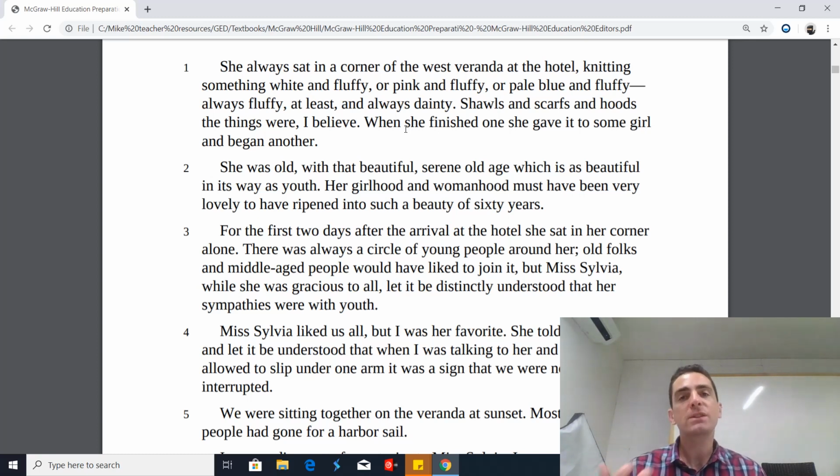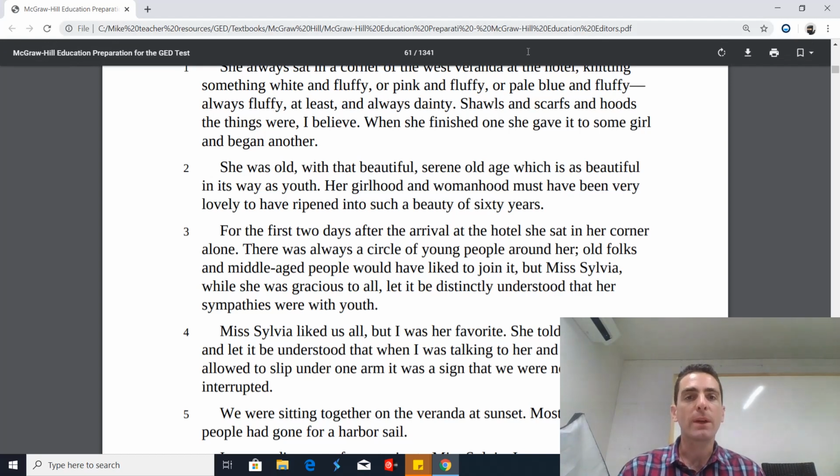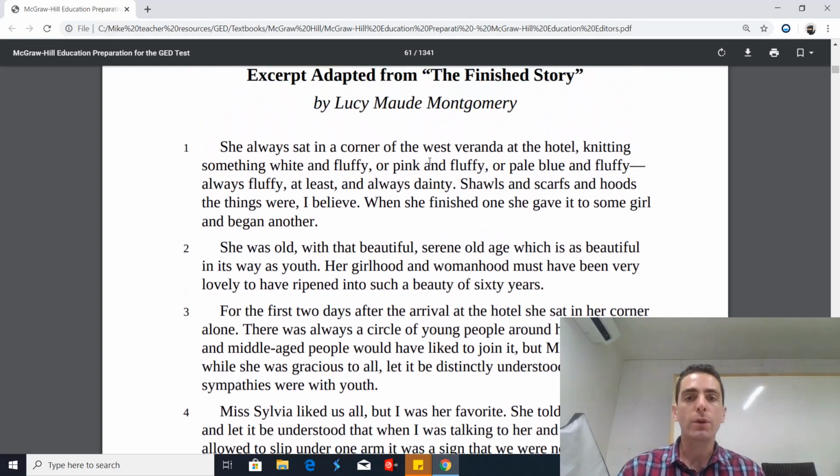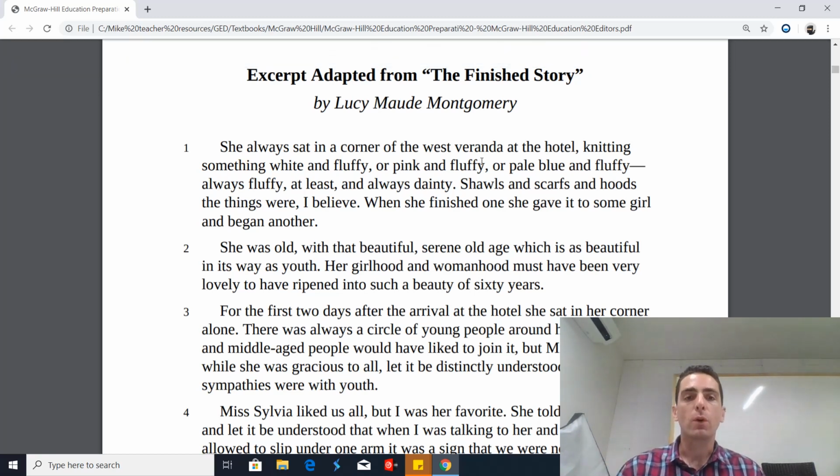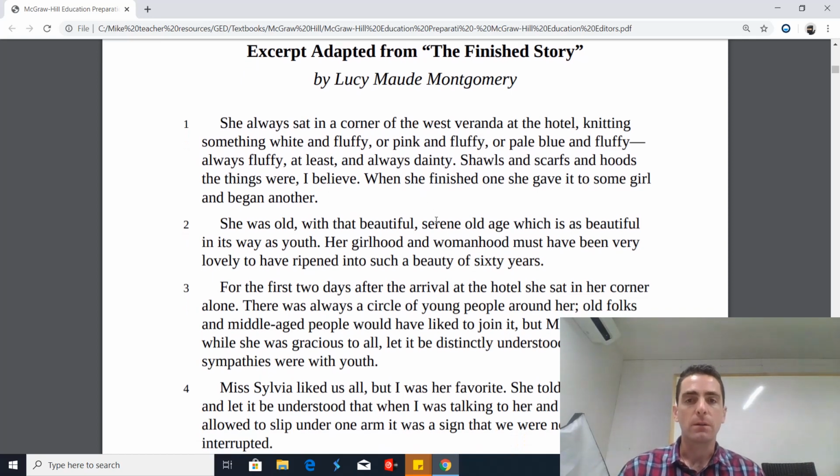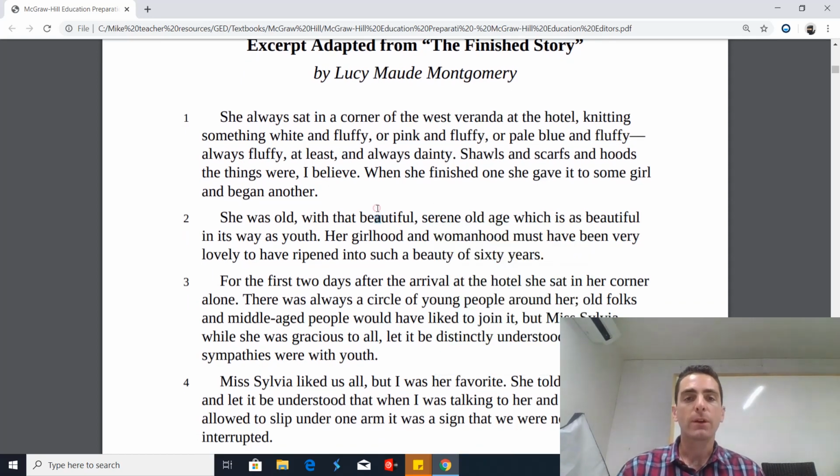Okay, so when you read the start of a fictional piece, you have to ask yourself about character and setting. Setting, we know, is in the corner of the west veranda at the hotel. So we have a lady sitting on a veranda, a balcony or a porch of a hotel, and she's knitting out there. So this is one of our characters. We don't know anything more about her yet, but we know where she is.